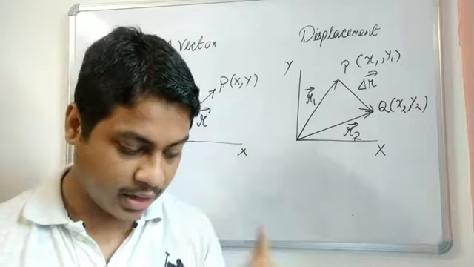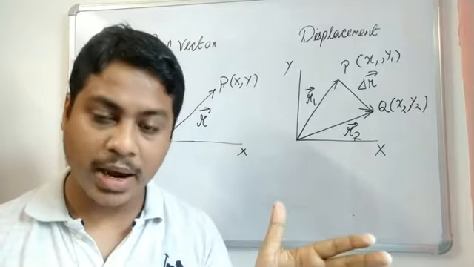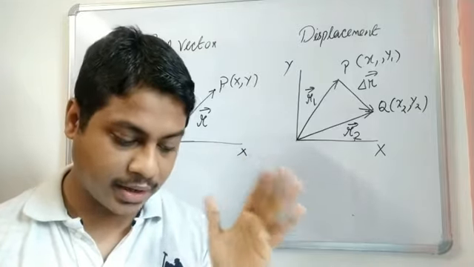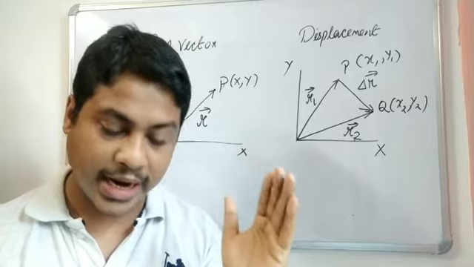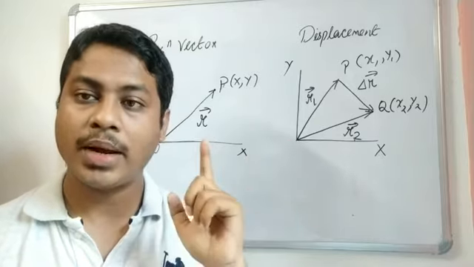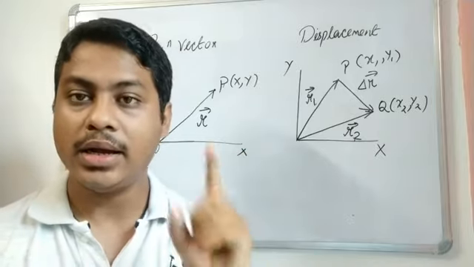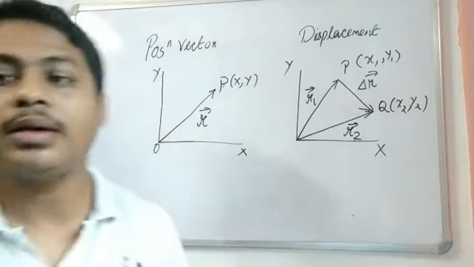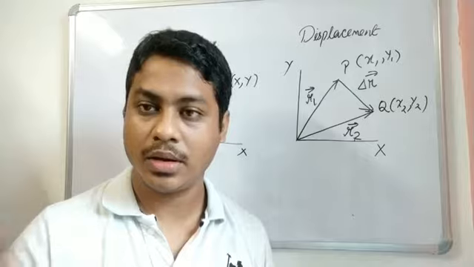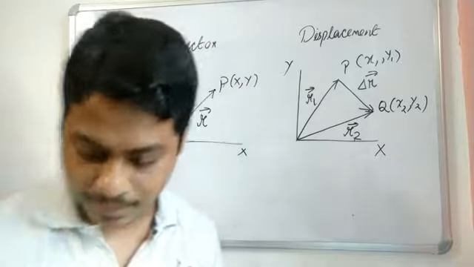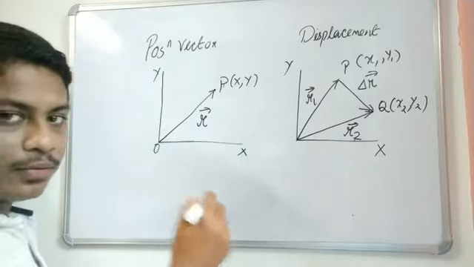Again, I am repeating: the displacement vector of a moving particle in a given interval of time is a directed line segment from the initial point to the final point of the particle. It is called the displacement vector. Write this in your copy. We go now to addition of vectors.